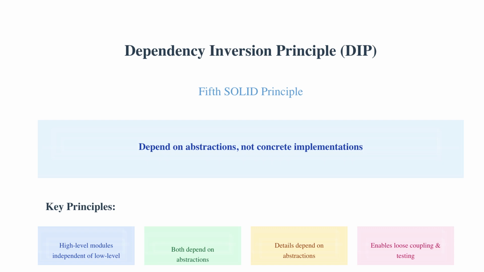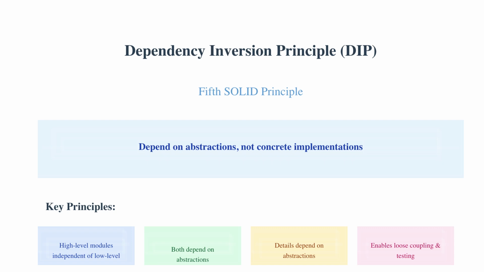Let's break down the key principles that make DIP so effective. There are three fundamental concepts we need to understand. First, high-level modules should not depend on low-level modules. Think of high-level modules as your business logic, the important stuff that defines what your application does. These shouldn't be tightly coupled to low-level implementation details.